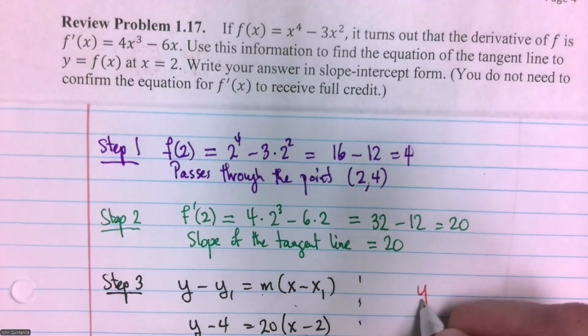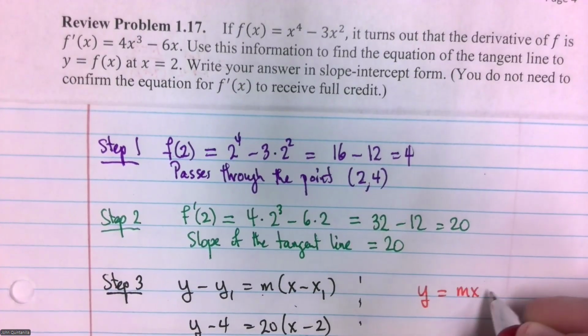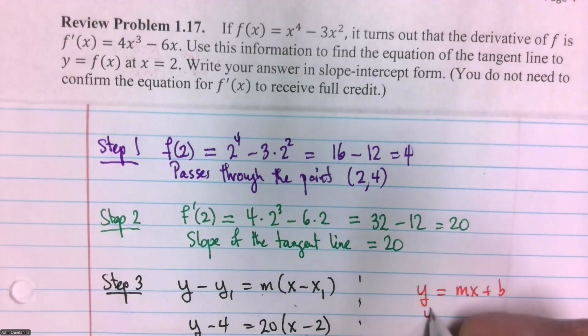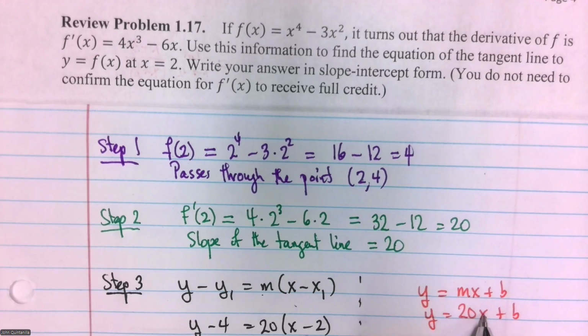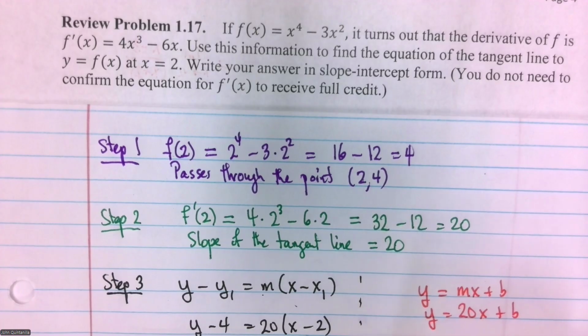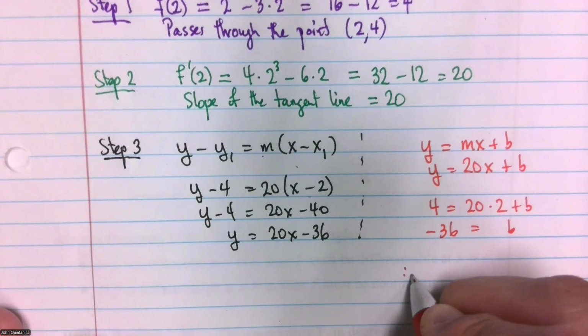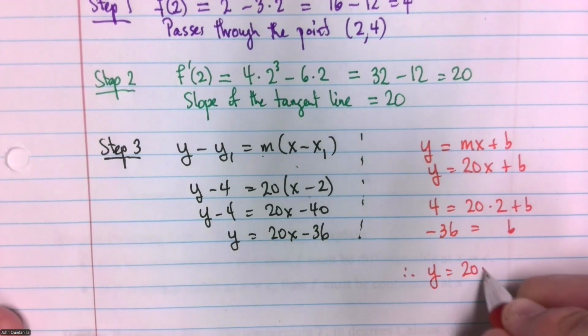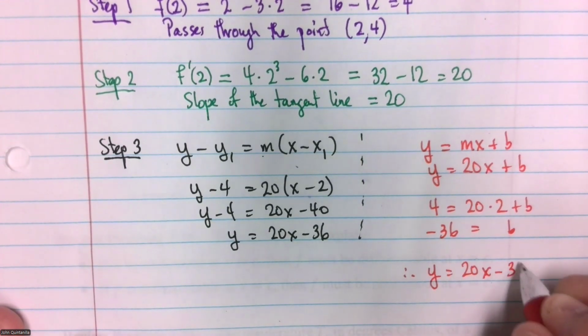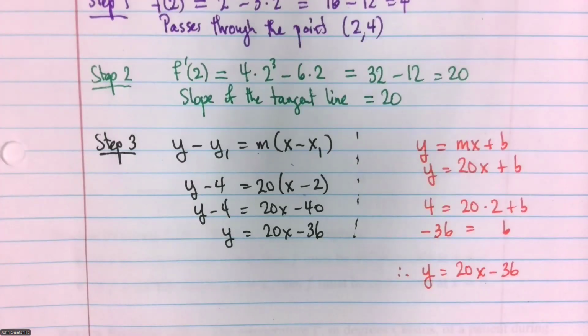Another way to do this is to directly set up y is equal to mx plus b, and we know that the m is 20. To find the b, I now plug in for x and y. So if I plug in for x and y, I have 4 is equal to 20 times 2 plus b, so that b is equal to negative 36. And therefore, the equation of the tangent line would be 20x minus 36. Not surprisingly, the same thing that I had before.